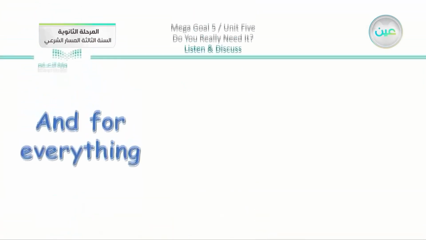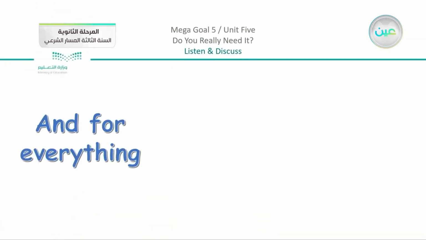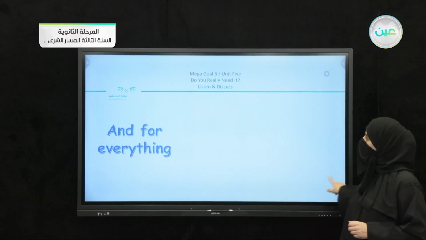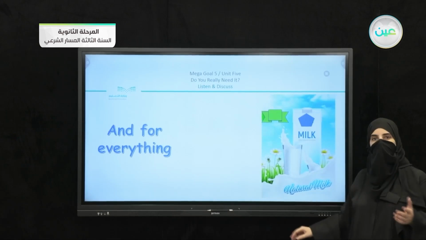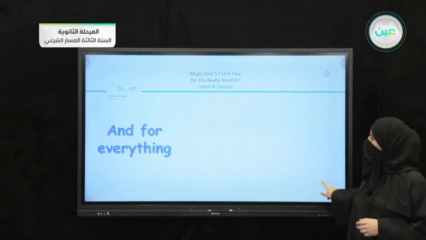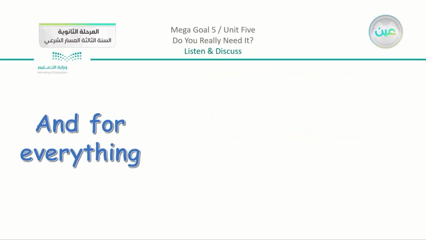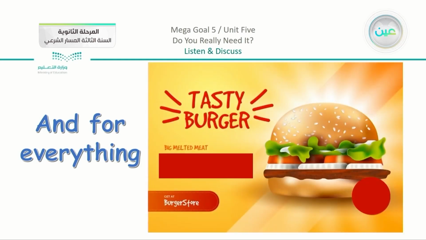Now moving on, we can see that we see advertisements everywhere and for everything. Now we can see, for example, that we have here different food products, also body products. We have food in general, we have restaurants, cafes.